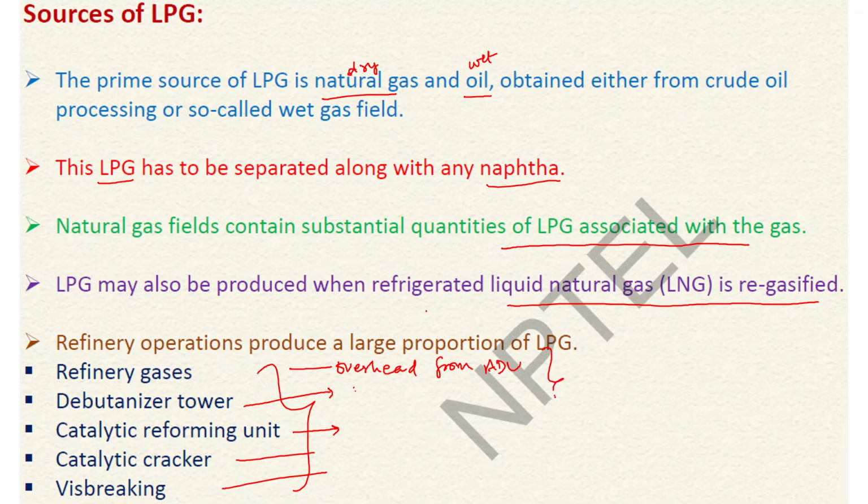So these first two are extracted by the primary extraction methods, that is, from the distillation. And these three, catalytic reforming, catalytic cracking, and visbreaking, are from the secondary extraction methods.